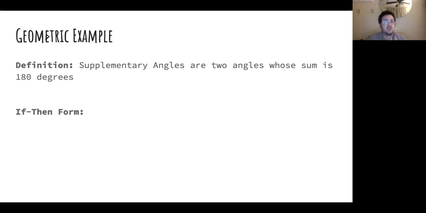So I'm going to first call the P part: two angles are supplementary. And then the Q part is the angles add to 180 degrees. You may write sum is 180 degrees, but you want to make sure you have a noun in there to make it grammatically correct. We could say the angles add to 180 degrees.